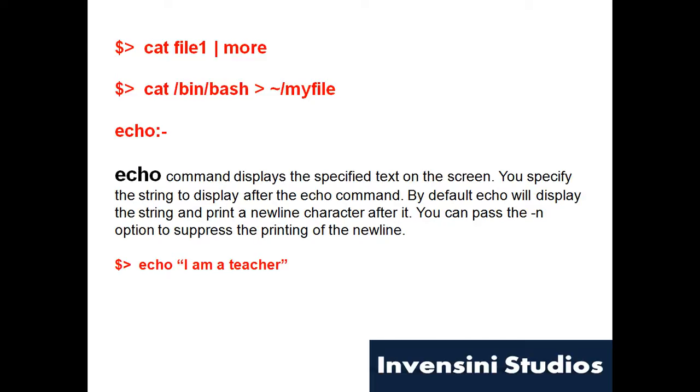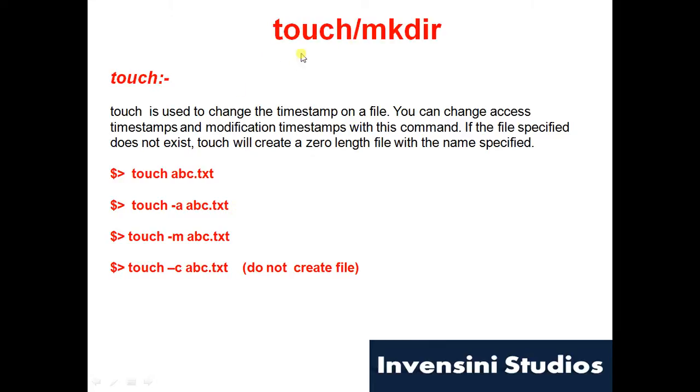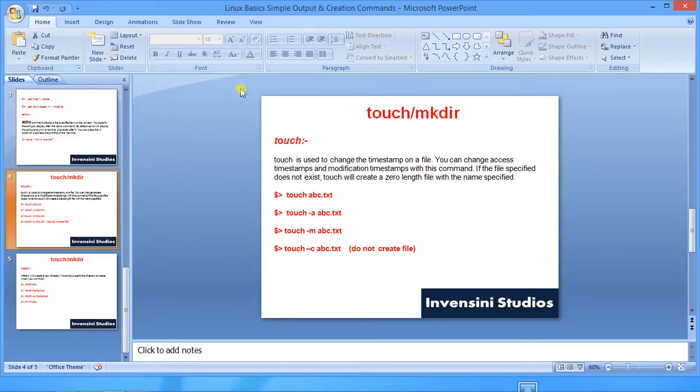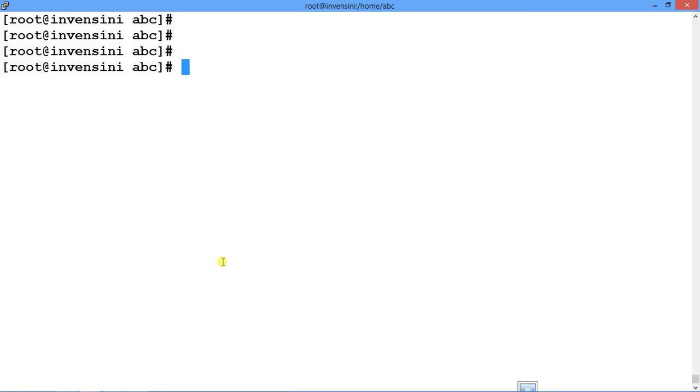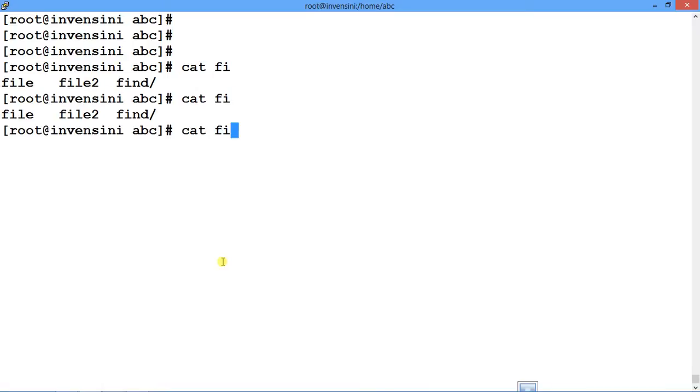If you say echo with whatever text, it will display it. By default, it goes to a new line. If you don't want that, you can use -n. We'll see everything in the example. Then similarly touch, we'll come back to touch. Let's first complete cat.